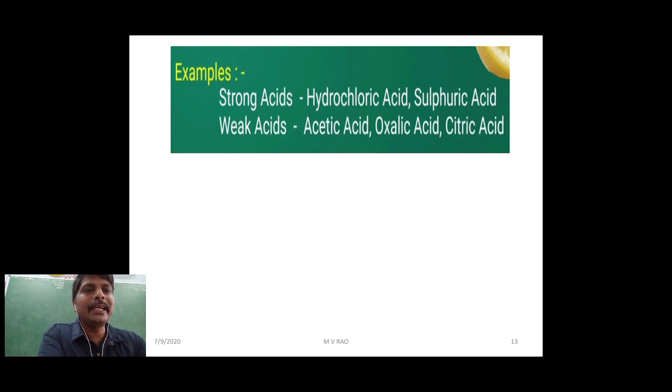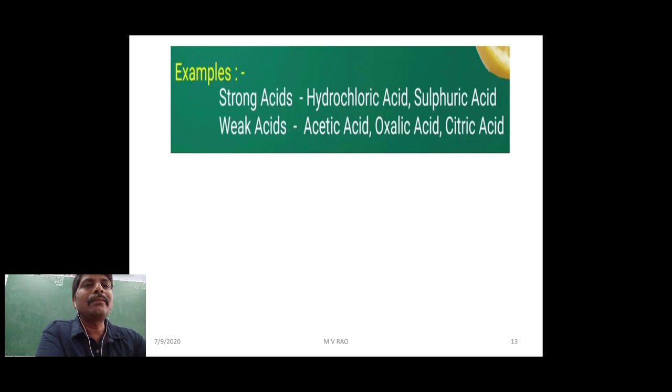What is meant by weak acid? An acid which gives less number of H plus ions in water is called weak acid. Strong acid examples are hydrochloric acid, sulfuric acid, nitric acid and perchloric acid.